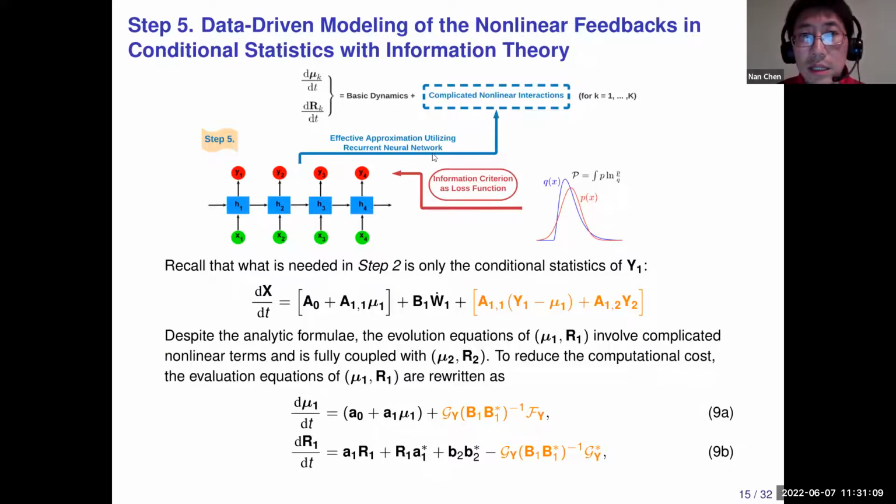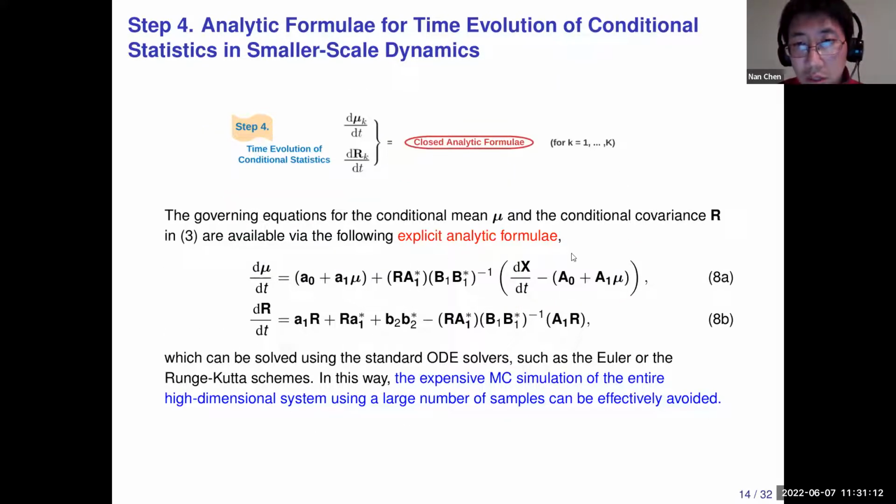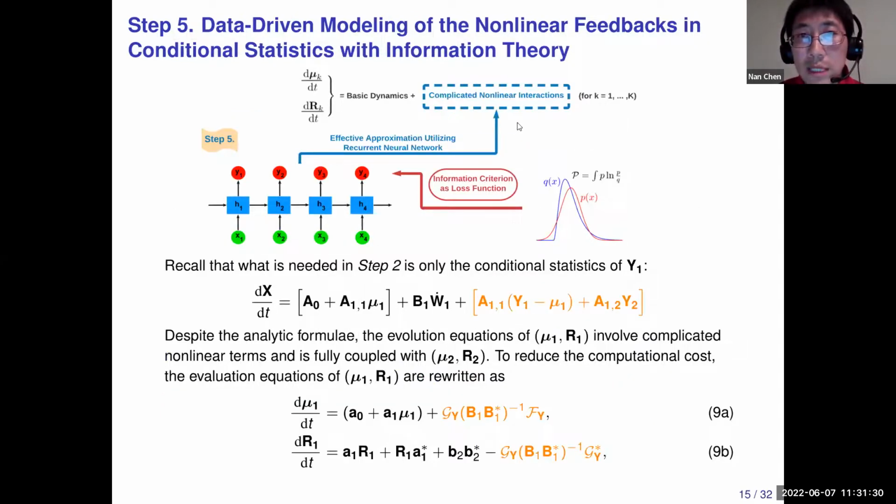Then the last step, as I said, is this equation still looks pretty complicated, especially this A or this B and this R, they are big matrices. So the number of operations for multiplications can still be a lot if we solve these systems for high dimensional ones. So what we do instead is approximate these complicated nonlinear terms by a recurrent neural network. And we use the information criteria to train the loss function such that, by approximating this part using a neural network, we can still get accurate moments in terms of the mean and the covariance.